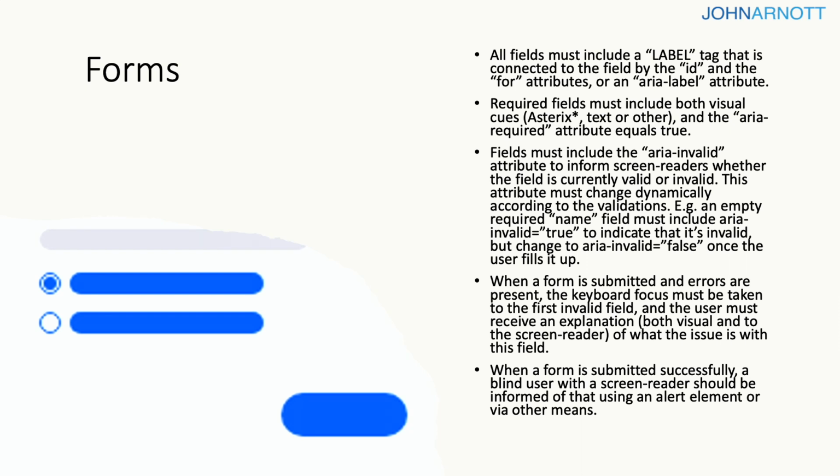Fields must include the area invalid attribute to inform screen readers whether the field is currently valid or invalid. This attribute must change dynamically according to the validations, i.e., an empty required name field must include area invalid equals true to indicate that it's invalid, but change to area invalid equals false once the user fills it in.